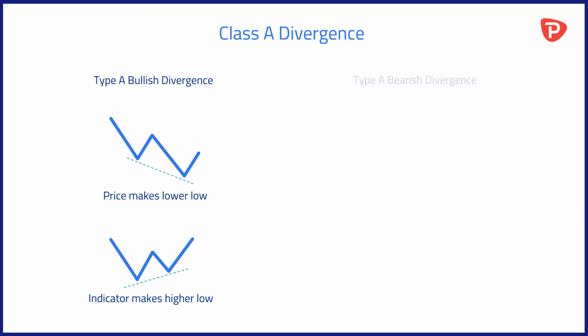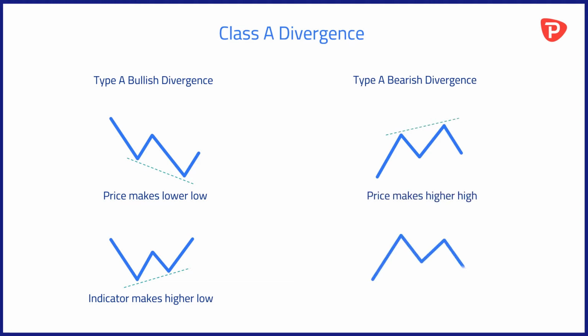Class A bearish divergence occurs when price makes a higher peak and the indicator fails to follow, making a lower peak in the same area, as you can see in the example.